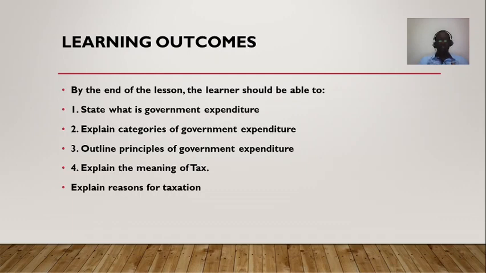Learning outcomes of today's lesson include: by the end of the lesson, the learner should be able to state what is government expenditure, explain categories of government expenditure, outline principles of government expenditure, explain the meaning of tax, and lastly, explain reasons for taxation.